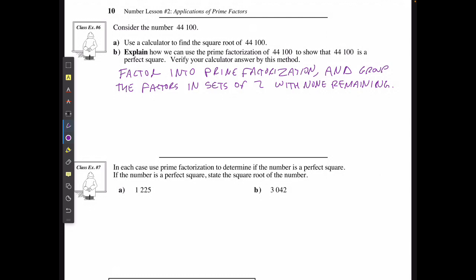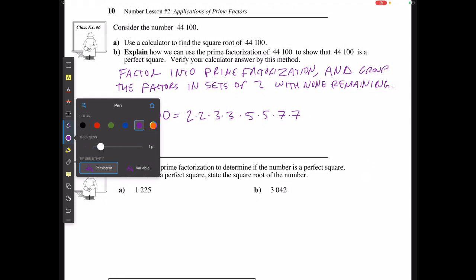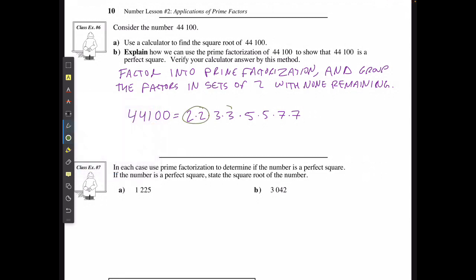When I factor down 44,100, then its prime factorization, I get 2 times 2 times 3 times 3 times 5 times 5 times 7 times 7. And I can see that I have a set of 2s, a set of 3s, a set of 5s, a set of 7s, and none left over.